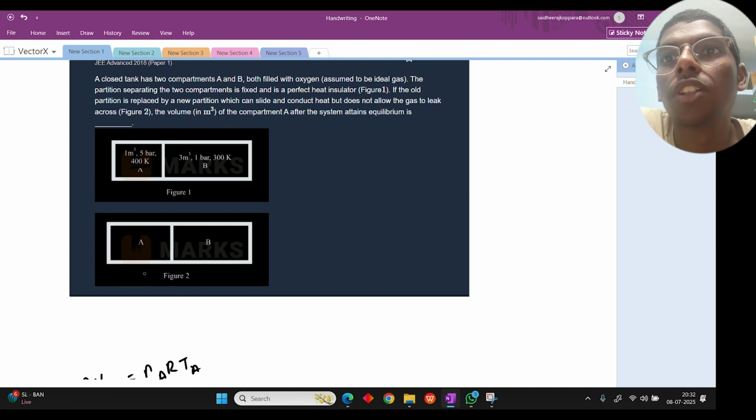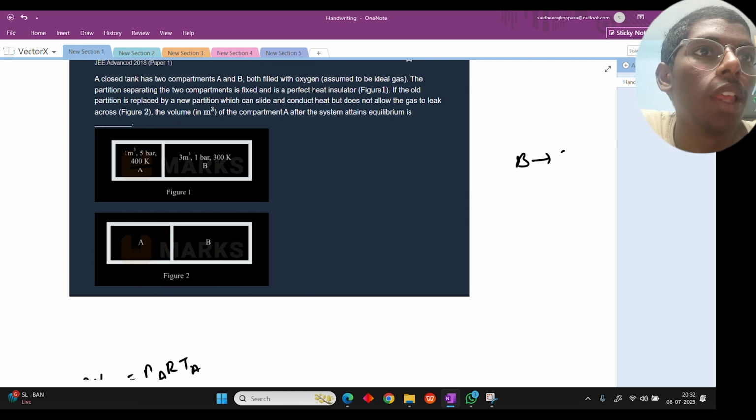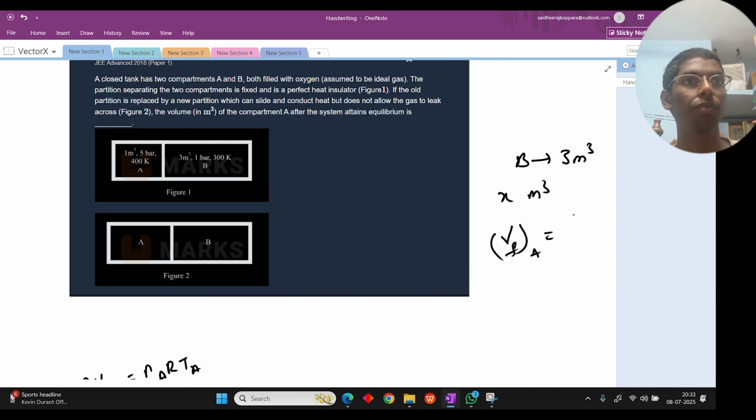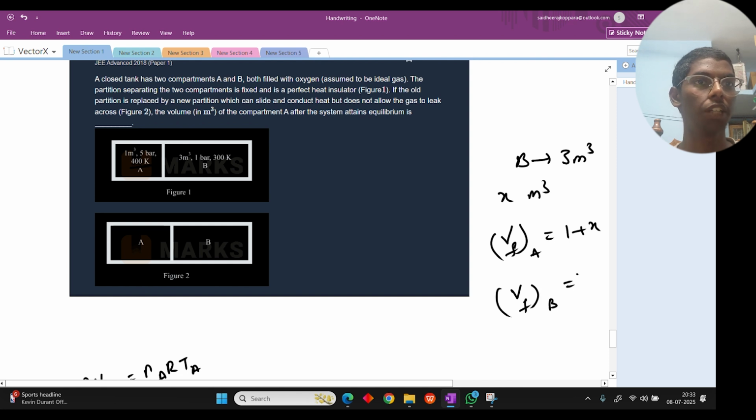So how much will the volume be? Initially B has some 3 meter cube. Now let us assume that the expansion will be some x meter cube. Where will the gas expand? A, because it has higher temperature and higher pressure. We all know that gases expand on heating, and here 400 Kelvin is greater than 300. So obviously gas A will expand. Then what will be the final volume of gas A? It's 1 plus x. And what will be the final volume of gas B? It's 3 minus x. Okay, all clear?